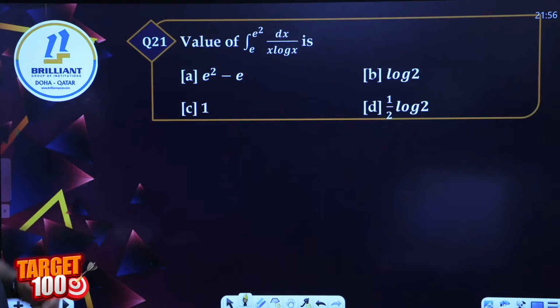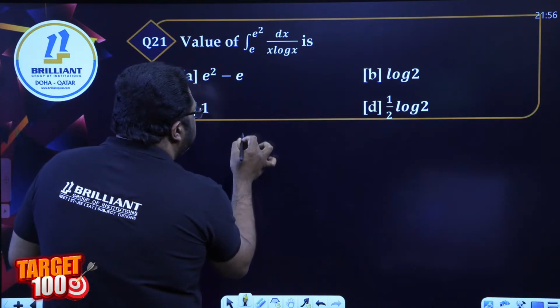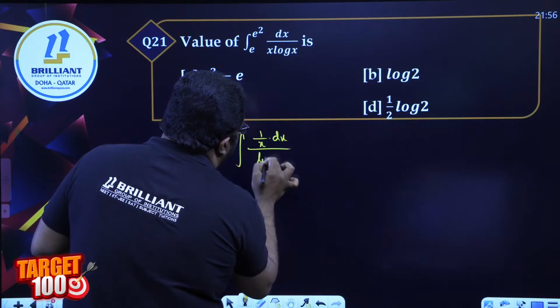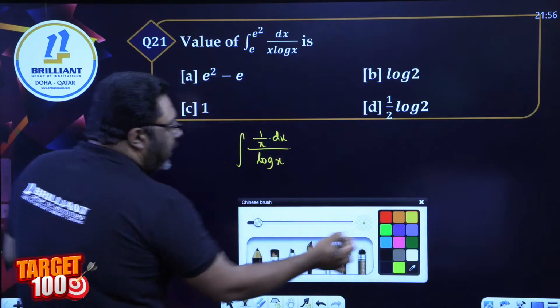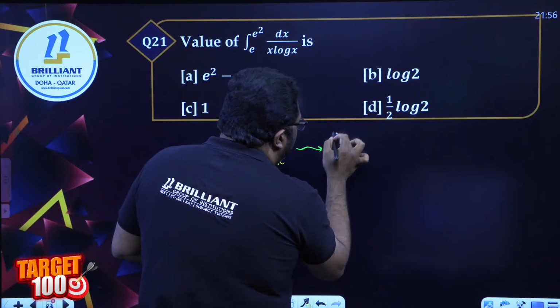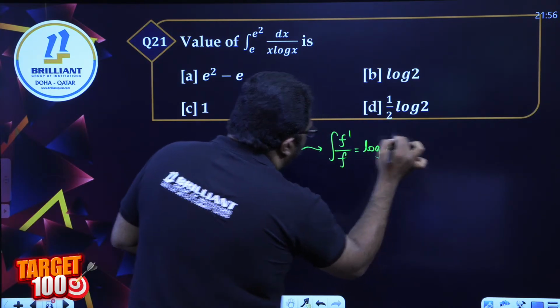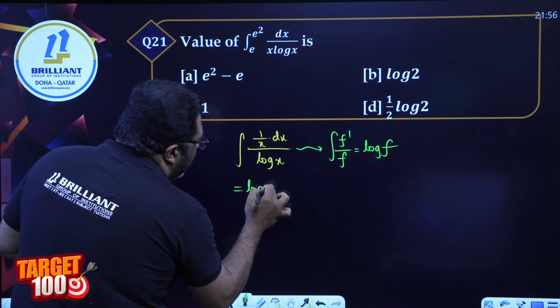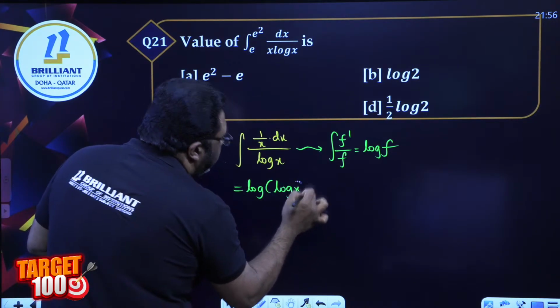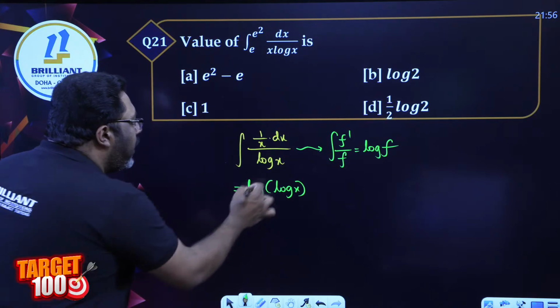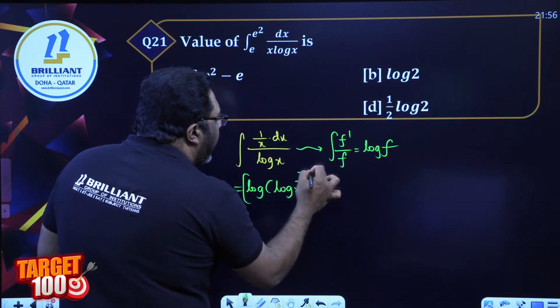Careful. 21. Value of the integral from e to e squared of dx by x log x. Again, this can be treated like 1 by x dx by log x, and this again looks like the integral of f dash by f, which is log f. Hence my answer here is log f, which is log x, and my limits are e and e squared.